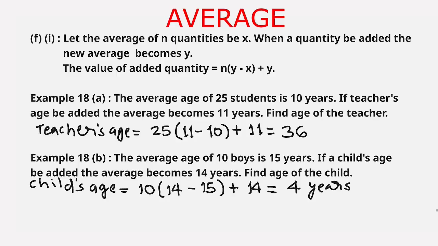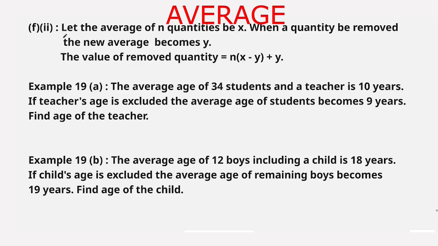We go to the next point. Point F, part 2. Let the average age of n quantities be x. When a quantity is removed, the new average becomes y. The value of the removed quantity equals n times (x minus y) plus y. Here x is the initial average and y is the final average.